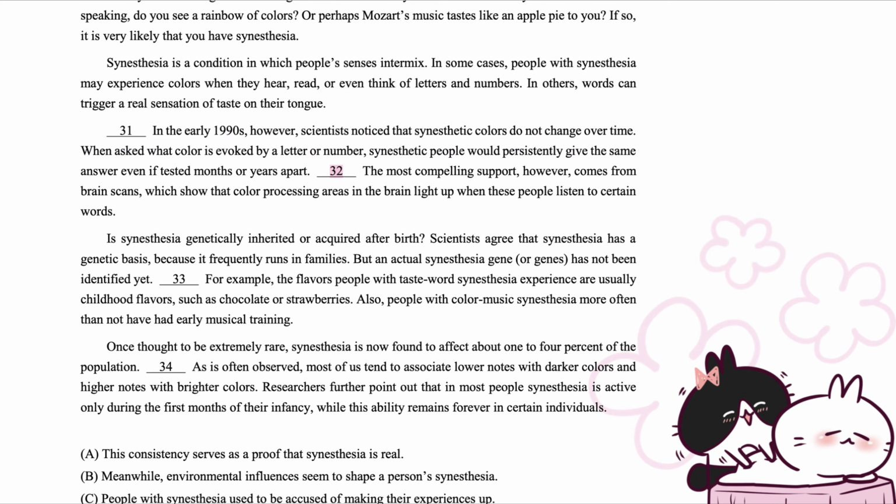This consistency serves as a proof that synesthesia is real. The most compelling support, however, comes from brain scans, which show that color processing areas in the brain light up when these people listen to certain words.